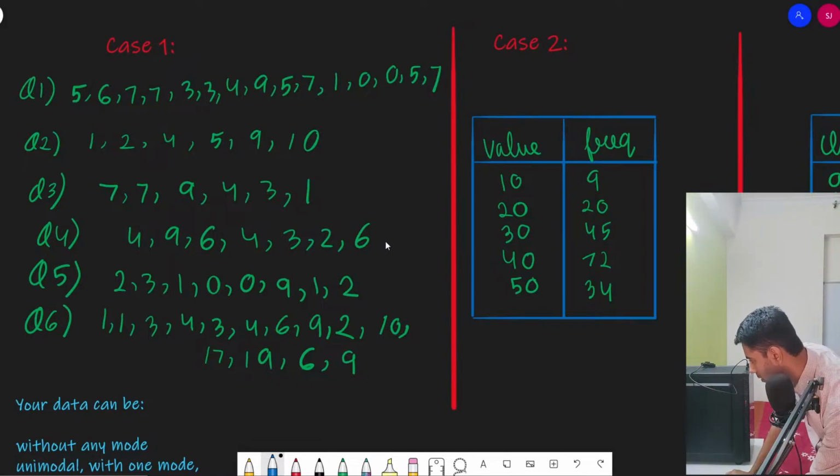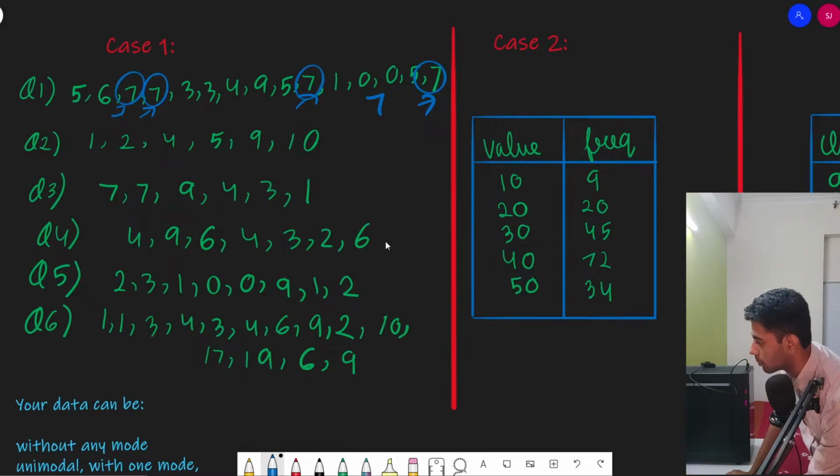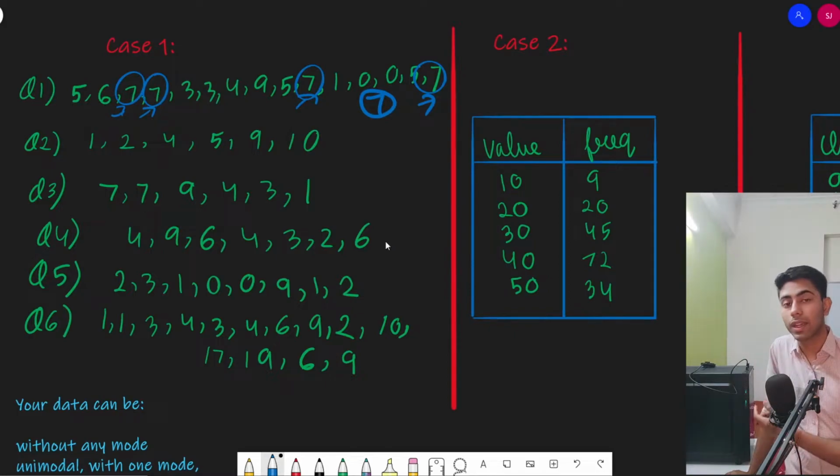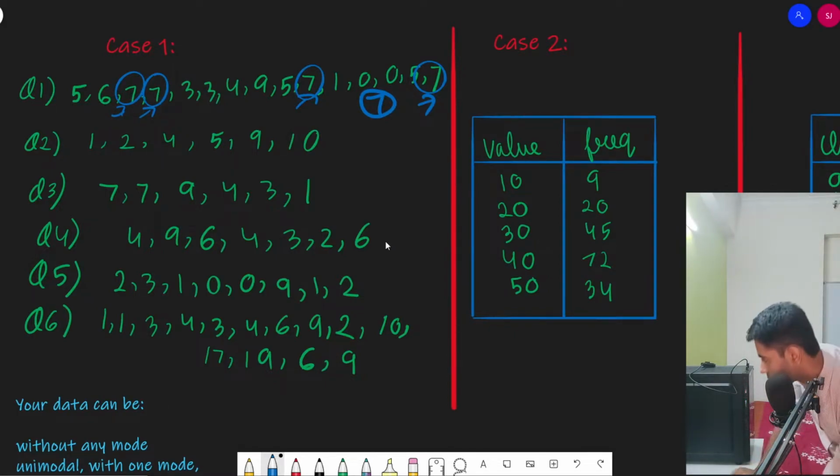For example, in this case, we have 5 6 7 7 3 3 4 9 5 7 1 0 0 0 5 7. Here you can see that 7 occurs 1, 2, 3 and 4 times, and it occurs the maximum number of times. So in this case, 7 is our mode. In the next case, you can see 1 2 4 5 9 10. In this case, each of the values occurs the same number of times. So here there is no mode.